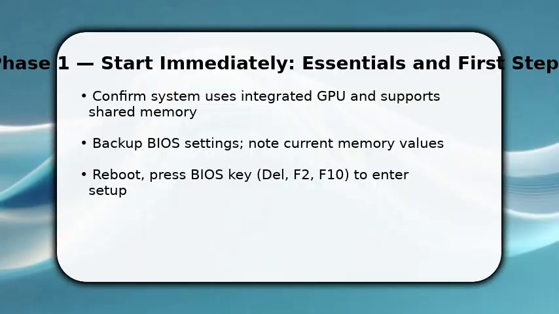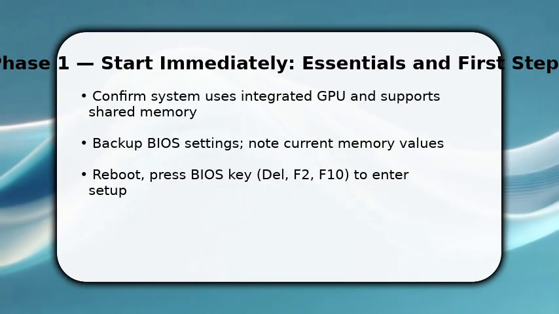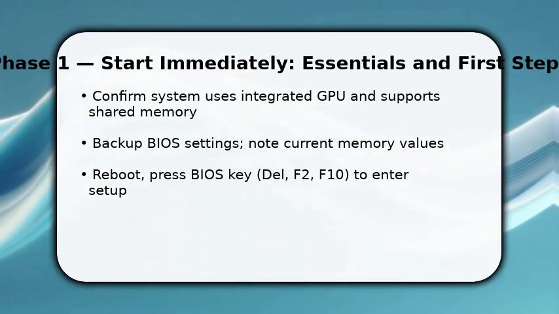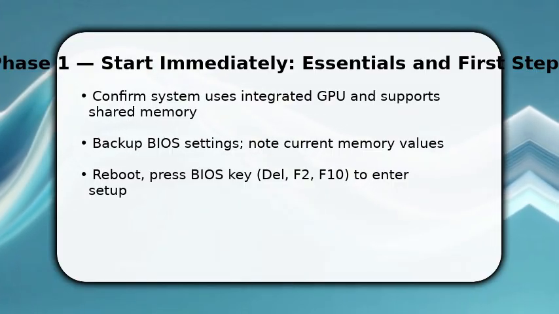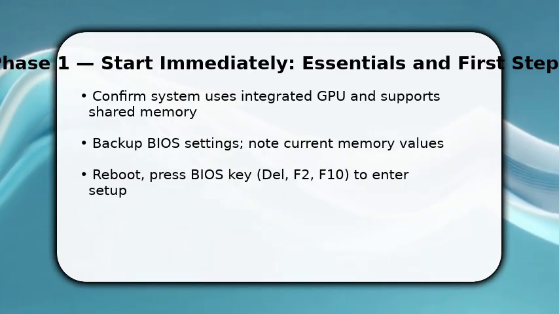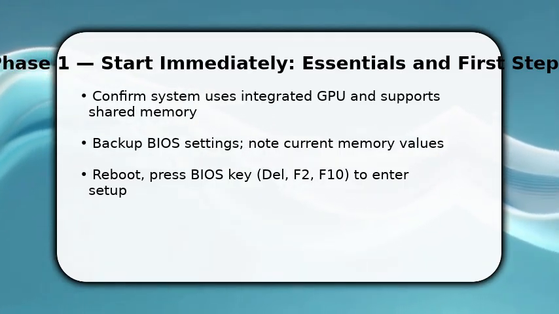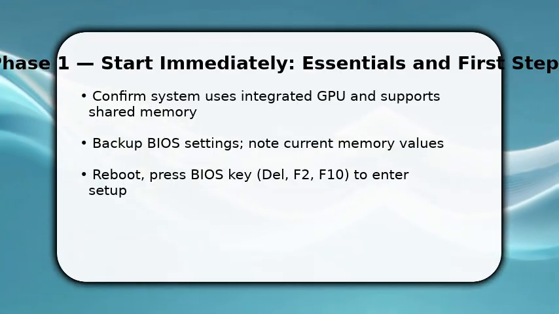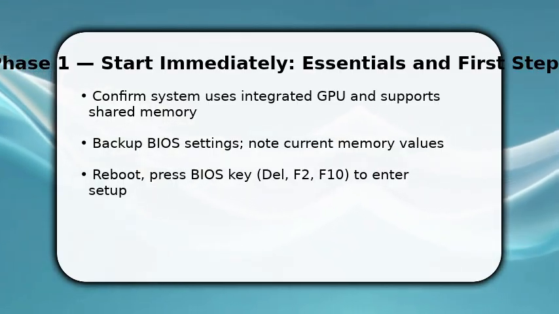Enjoy the video. You start by preparing the machine and getting into BIOS now. First, confirm your PC uses an integrated GPU and that shared memory is configurable. This matters because discrete GPUs ignore this setting. Once confirmed, back up current BIOS settings and write down the existing shared memory value so you can revert if needed. Reboot and enter BIOS using the correct key for your motherboard.